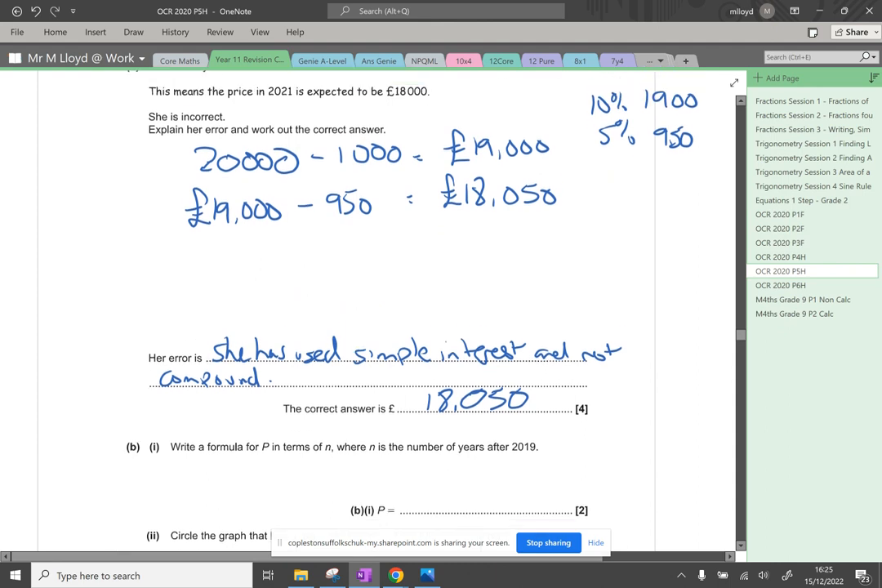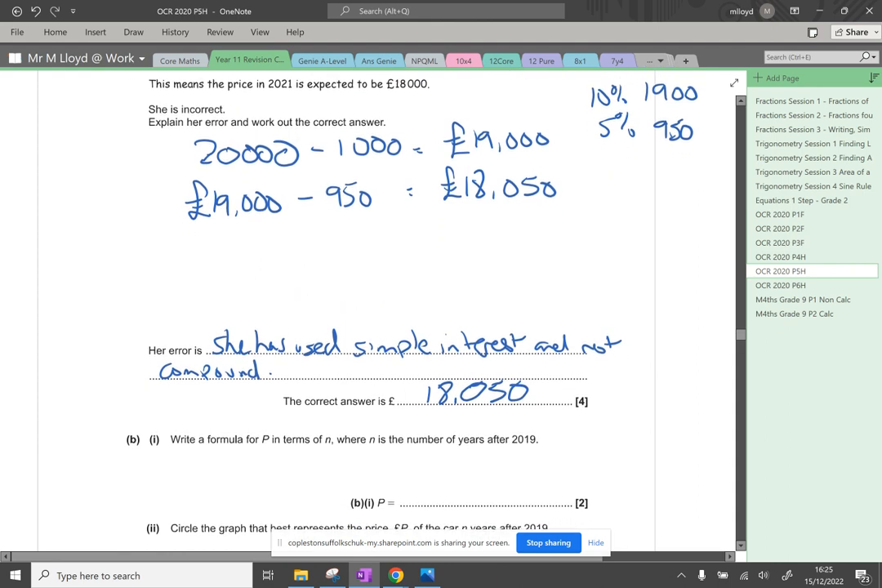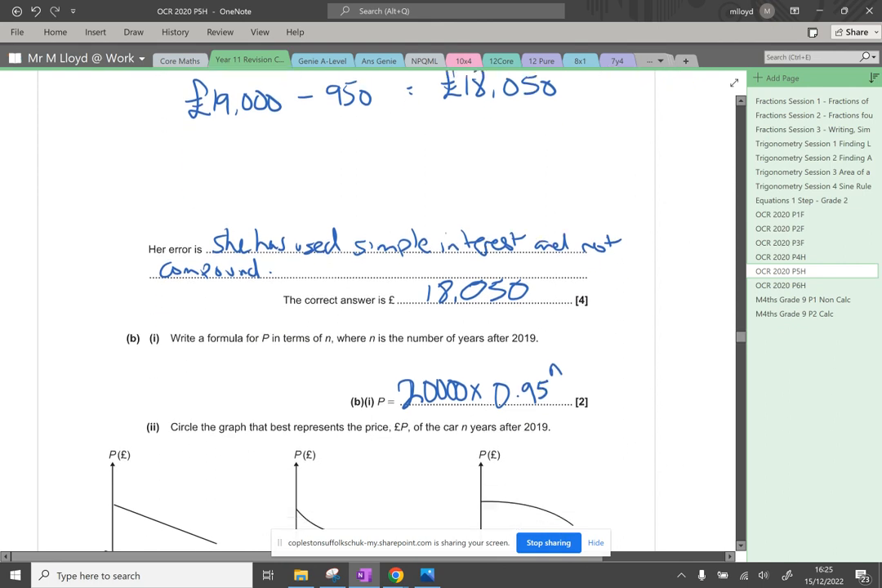Write a formula for P in terms of N, where N is the number of years. So that's going to be, the price is 20,000 times by 0.95, which represents a decrease in 5% every year, and then to the power of N.